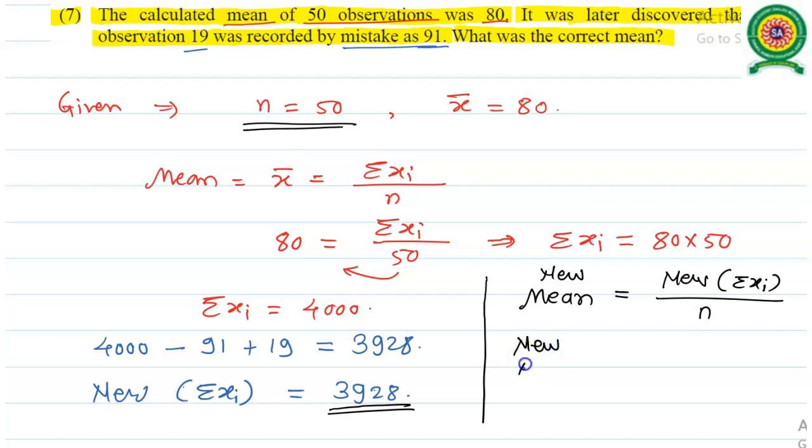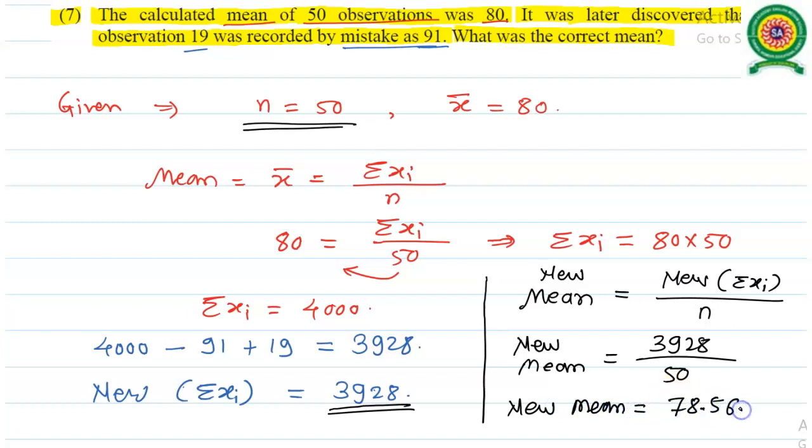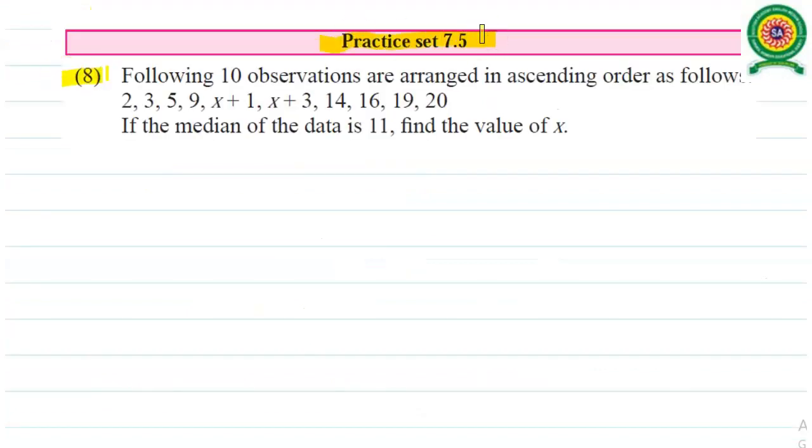So the new mean value now, we have, is of the form new sum of xi, after replacing 91 by 19, 3928, divided by the total number of observations we have, 50. So 3928 divided by 50, we get the new mean to be 78.56. So ultimately the new mean means the correct mean. The correct mean we have now is 78.56.